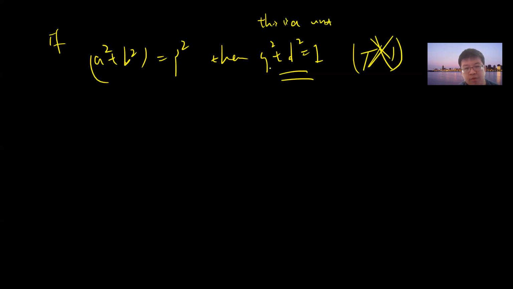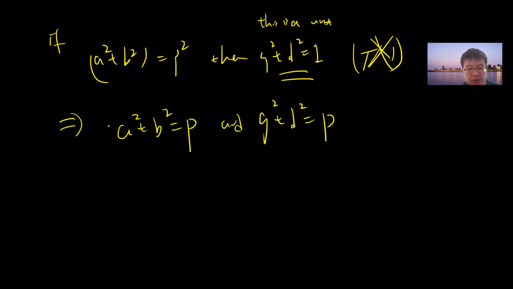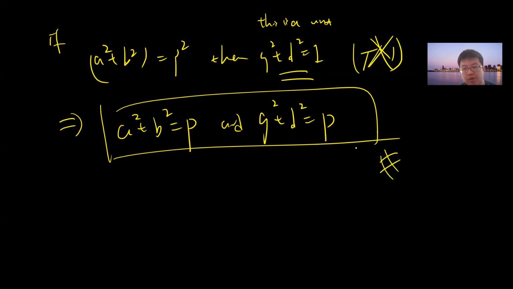Okay, so same reason for G squared plus D squared is P squared, right? So the only case must be A squared plus B squared equals P, and G squared plus D squared equals P, right? This is a very good result, right? So finally, A and B are basically all the sum of squares that we can find.